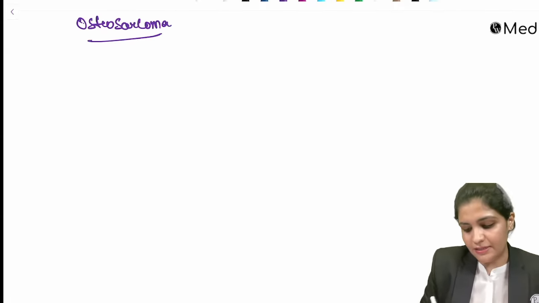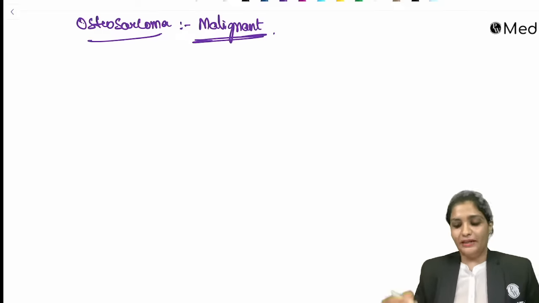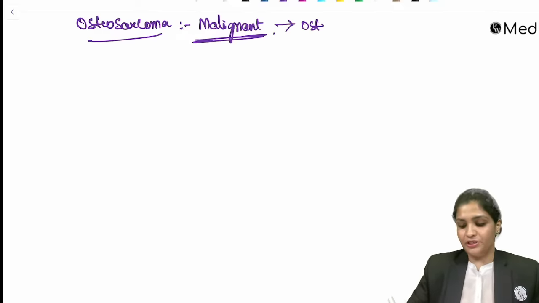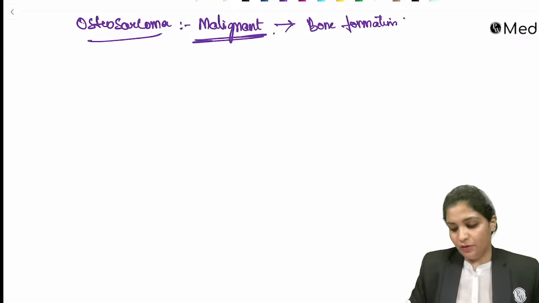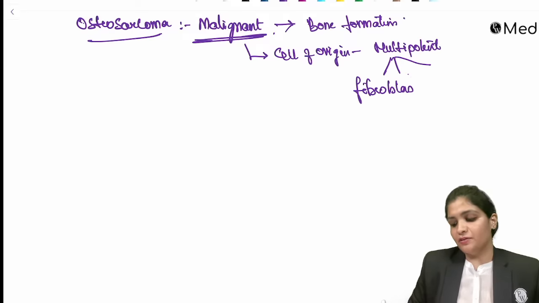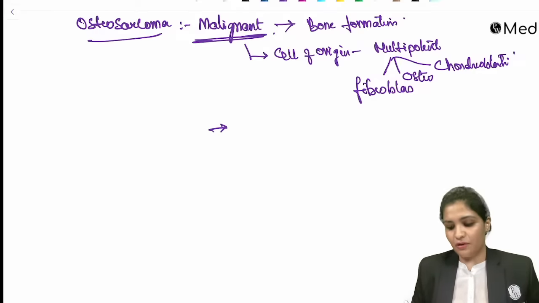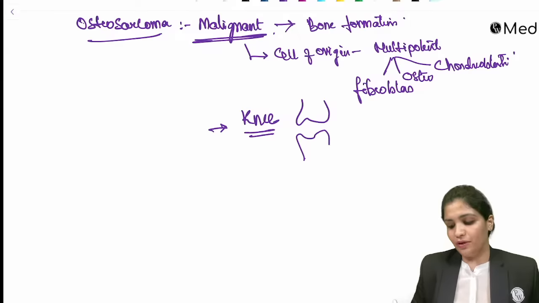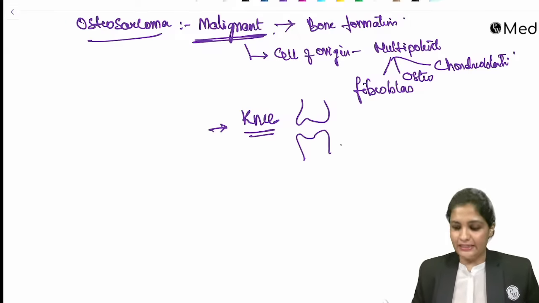So we have dealt with osteoblastoma, then it is osteosarcoma. Osteosarcoma is a malignant type. The most common malignant bone tumor, second after multiple myeloma, is osteosarcoma. It is a malignant tumor resulting in bone formation. The cell of origin of osteosarcoma is a multipotent cell, so it could be fibroblastic, osteoblastic, or chondroblastic, right? The predilection for osteosarcoma is the knee joint, so the upper end of tibia and lower end of femur. This is the area where you can usually see osteosarcoma.